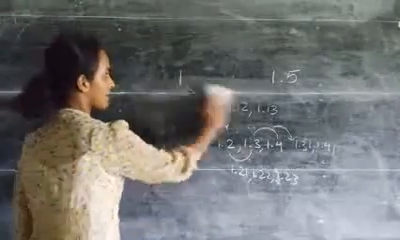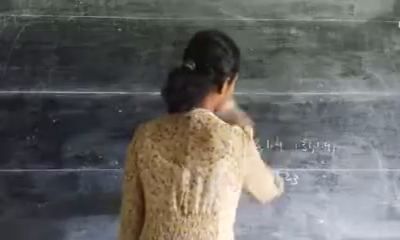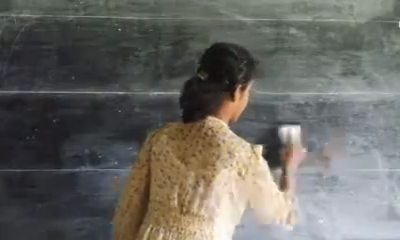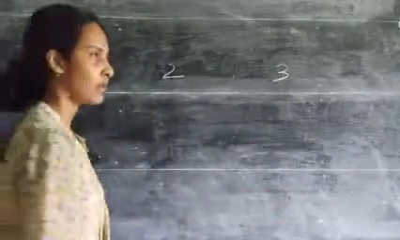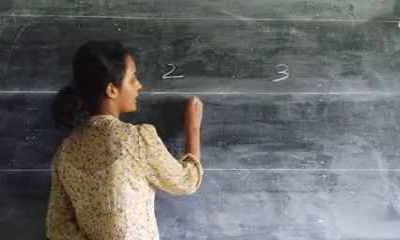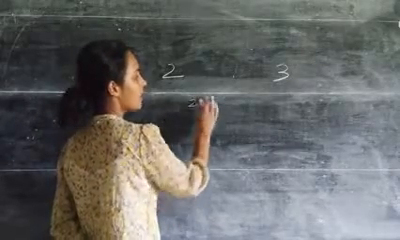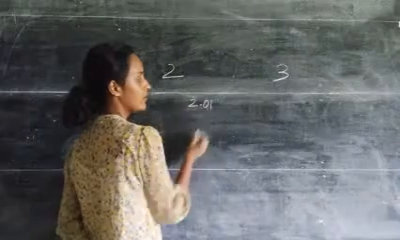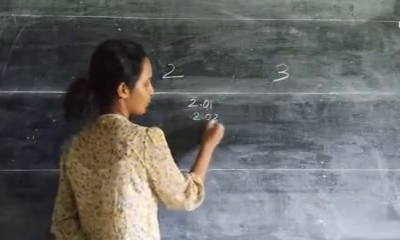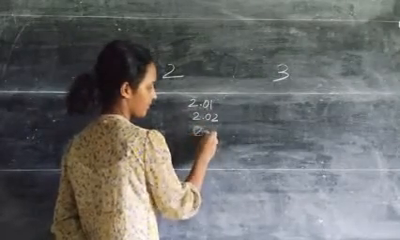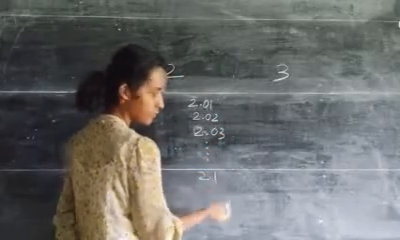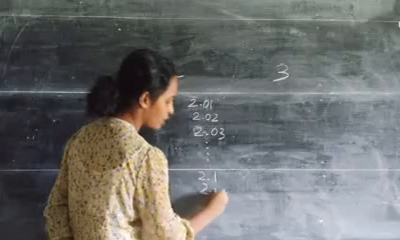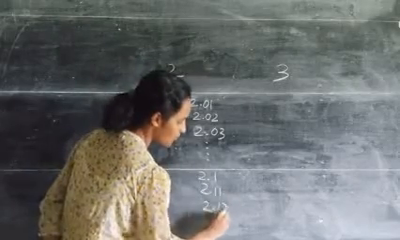Now, look at another example. 2 and 3. If I want to write the numbers between 2 and 3, I can write 2.1, right? Or I can start with 2.01, 2.02, 2.03, then it will go on and it will become 2.1, right? Then it will become 2.11, 2.12, right?